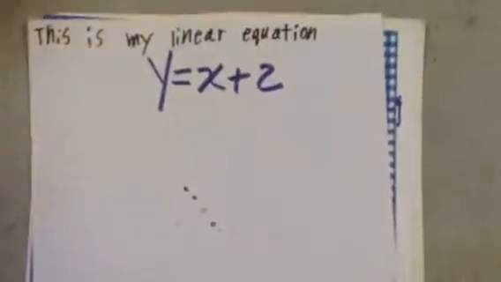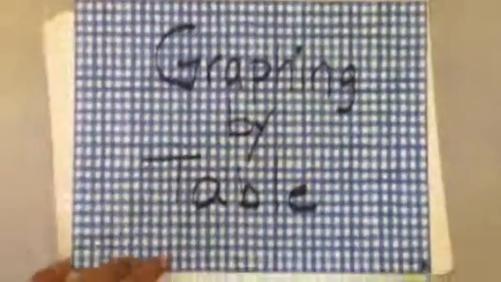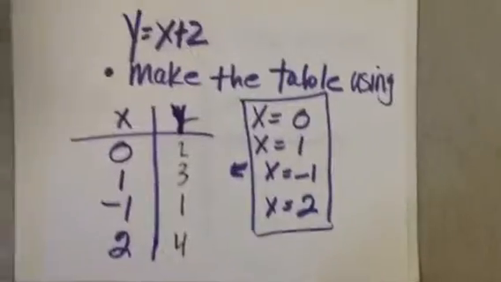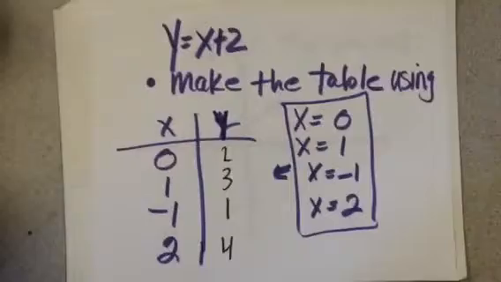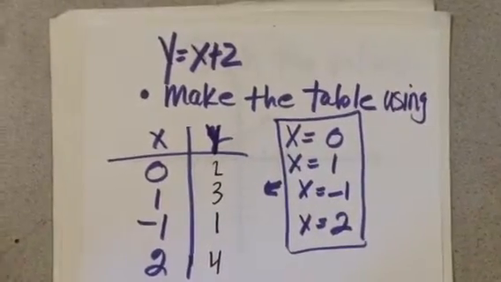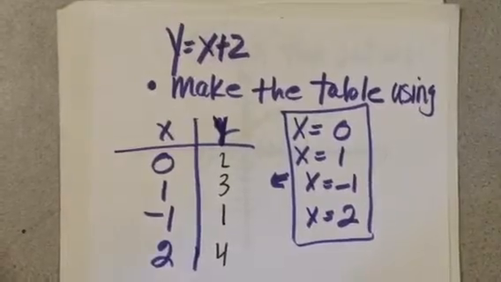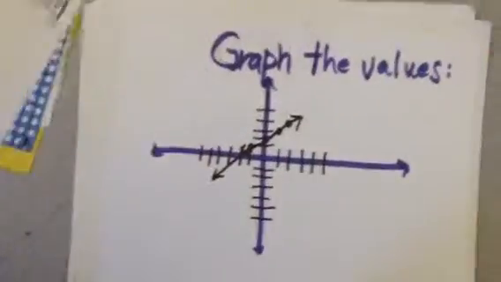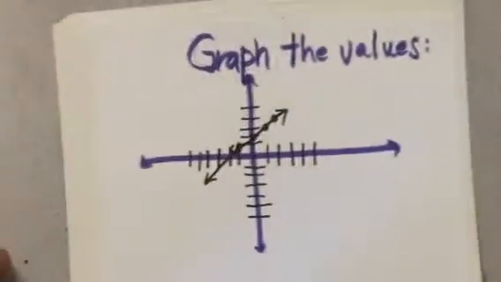Alright, this is my linear equation: y equals x plus 2. Graphing by table: y equals x plus 2. Make the table using y and x. Graph the values.